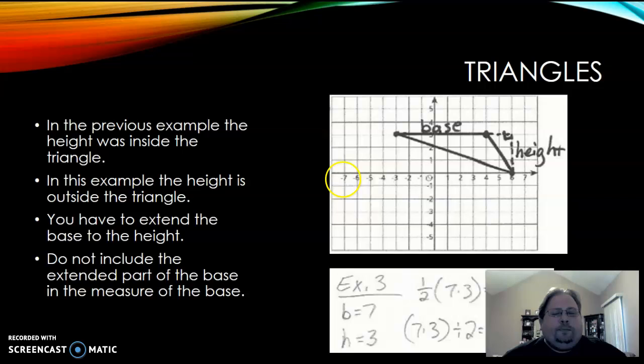Just be careful when you're extending the base, that you don't count the extension as part of the base. Also, realize that the side of one of the triangles does not always make it the height. The side only counts as the height if it is a right triangle.